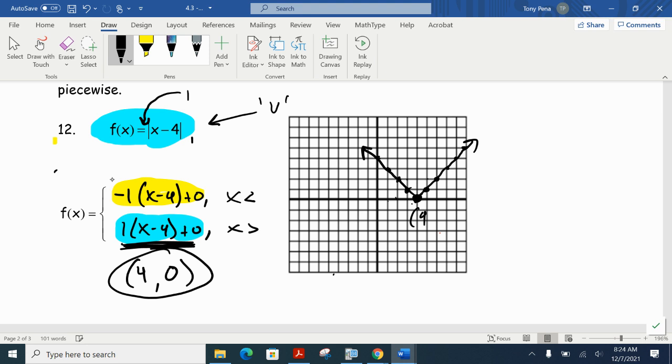Now we can go ahead and do our x values. We see that this is the vertex of 4, 0. So to the left is all the x values less than 4. The right-hand side of that graph is greater than 4, and then make sure one of those gets closed off. Okay?